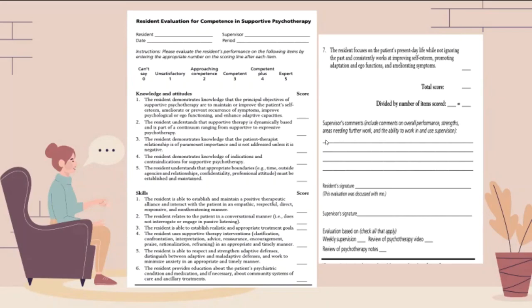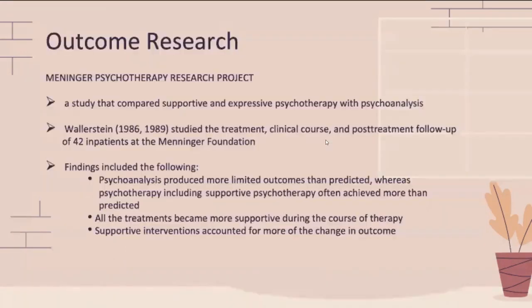In addition, the supervisor should write some overall comments about the resident, including the resident's strengths and overall performance, the resident's ability to work in and use supervision, and areas needing further work. So the supervisor should discuss the evaluation with the resident in a way that is supportive and promotes the resident's education. So that's it regarding the focus, the method, and the tools in assessing supportive psychotherapy.